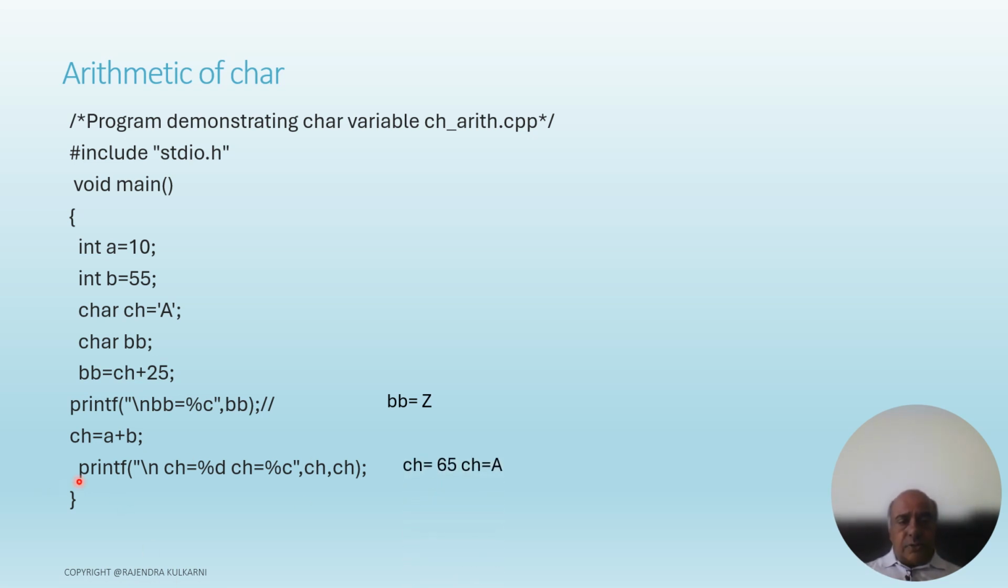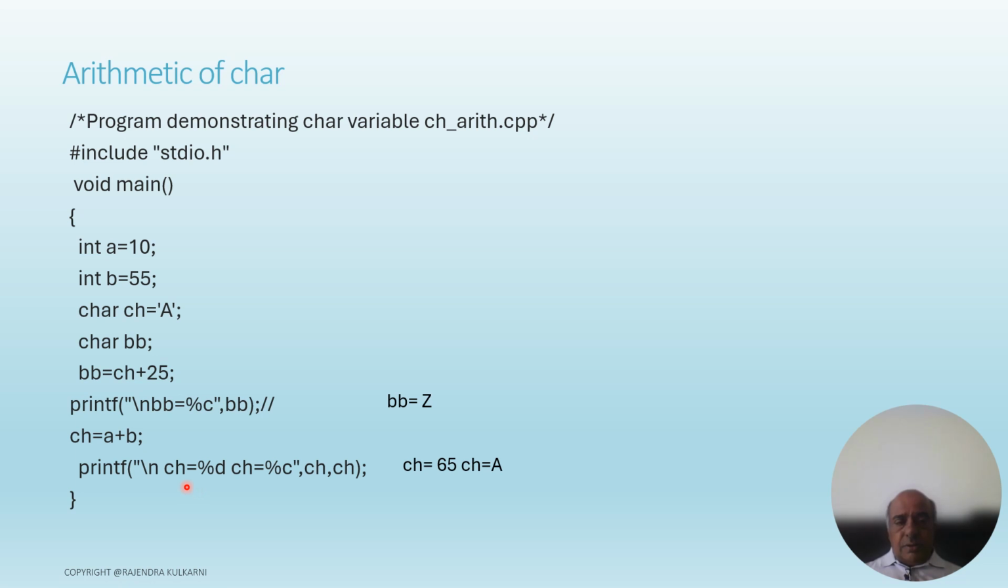Now we are trying to take out the value of ch after ch is equal to a plus b is evaluated. So when we use ch is equal to %d, the output will be the ASCII code, ASCII value 65. When we use ch is equal to %c, what we get is a char value of capital A.